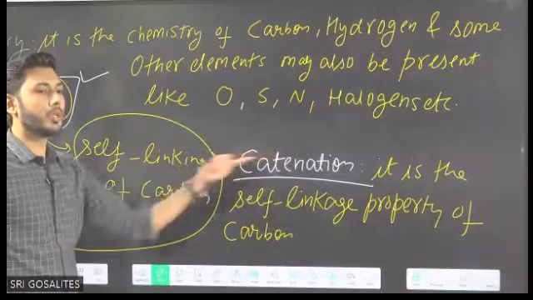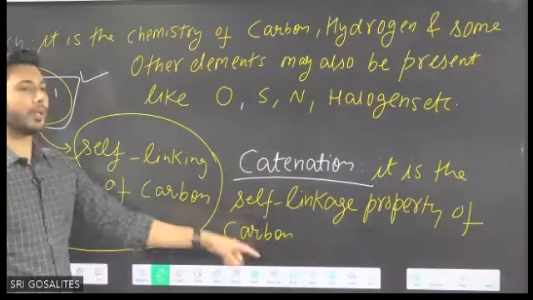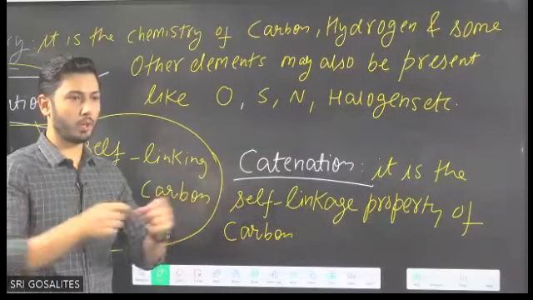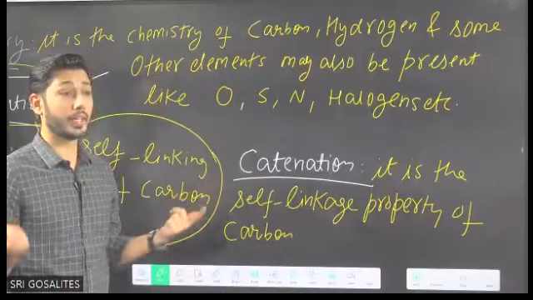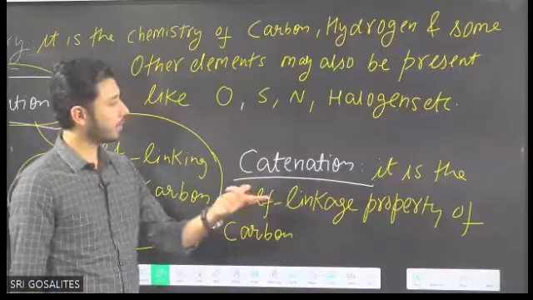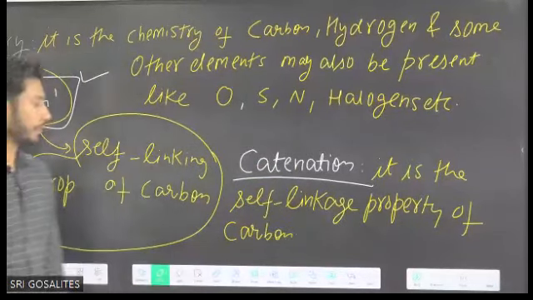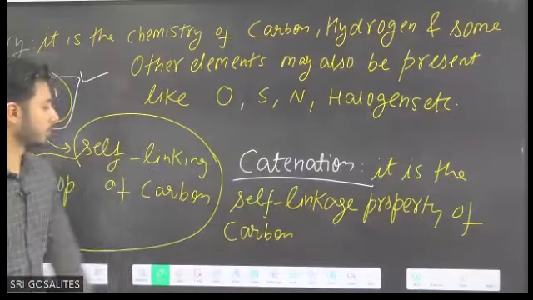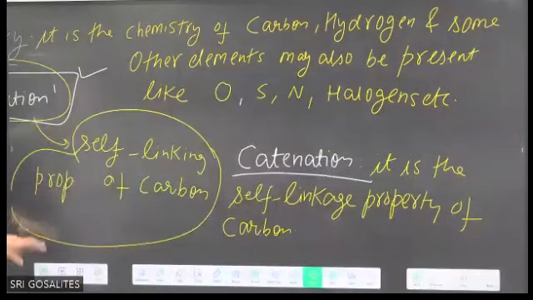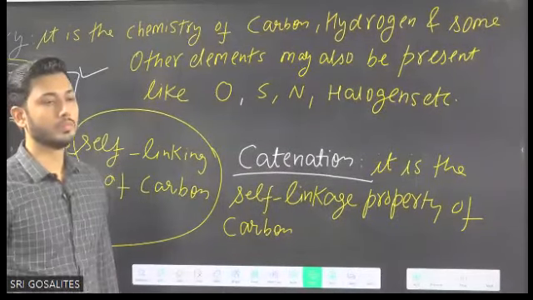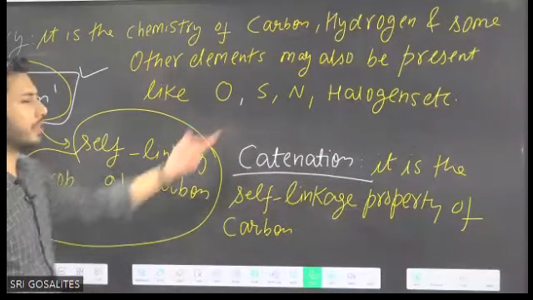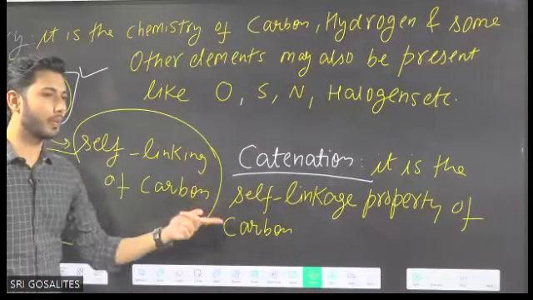Then in one line mention, catenation means it is the self-linkage property of carbon, by which it will combine with itself and long carbon chains are formed that are stable also. These compounds are stable, due to which property are they combining? Catenation. I will tell you which part of the NCERT you can read right now. Just listen carefully, write it down wherever required.